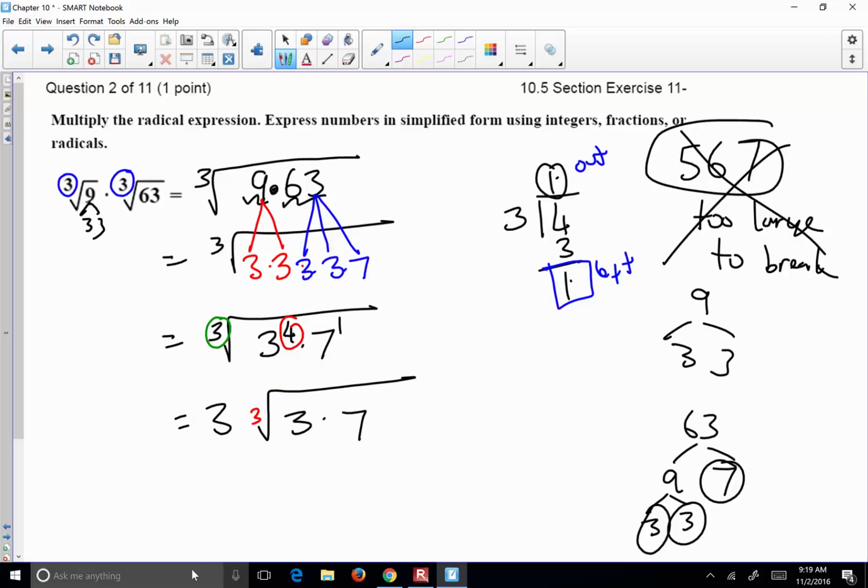Are we done? Last thing you need to do is, if there are survivors in the prison, remainders, you need to combine them. So 3 times 7 makes 21 under the cube root. So it's 3 cube root 21 is the answer. Any questions?